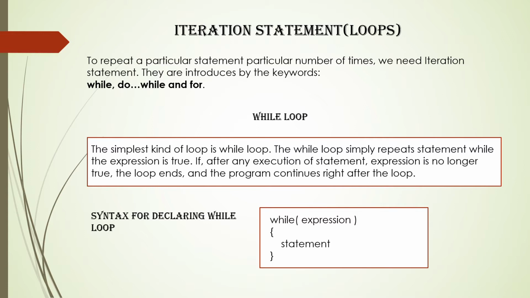Now let's see what a while loop is. It is the simplest kind of loop. It simply repeats the statement while the expression is true. The syntax of using this is while, then in brackets the expression, and after that a statement that you want to execute. Let's see one example.